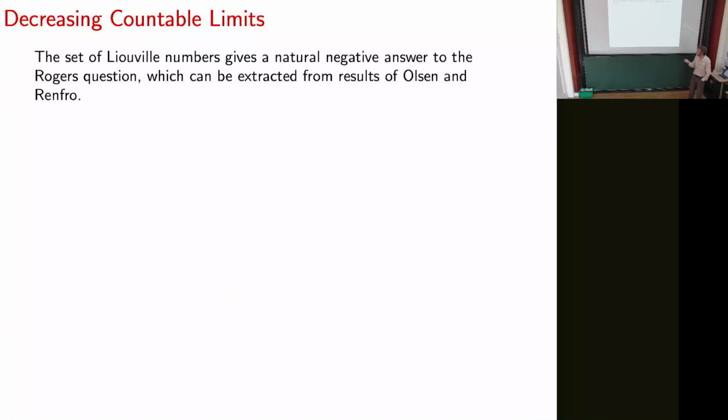And once you start thinking about the problem, you can extract a counterexample by looking at the set of Liouville numbers. The Liouville numbers are a natural class that refute the intuition from the Rogers question, and there was prior work of Olson and Renfro, from which you can extract what you need to check that they're a counterexample.